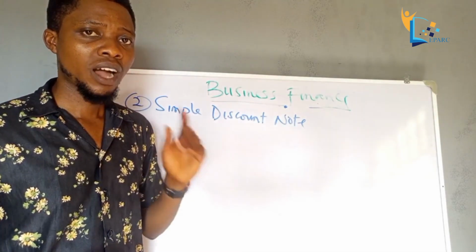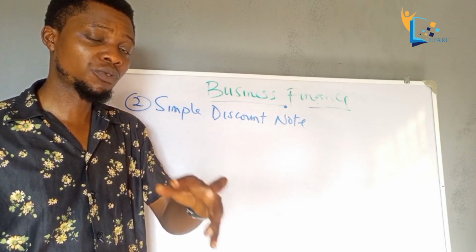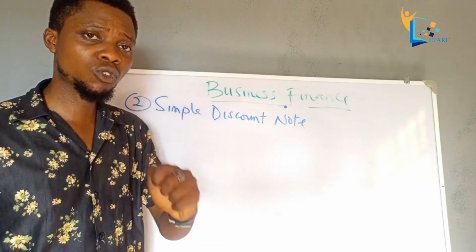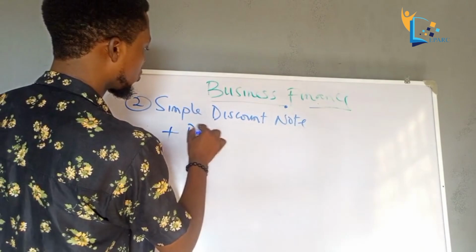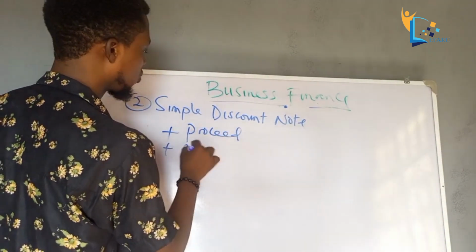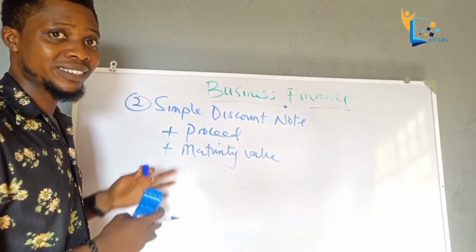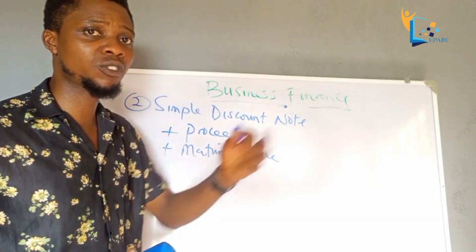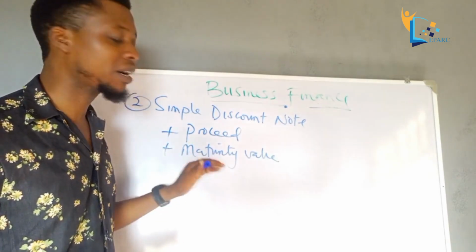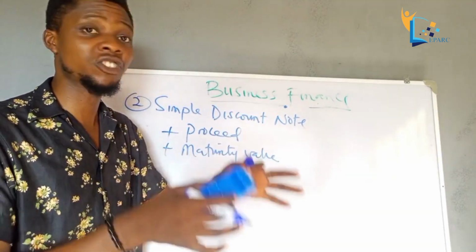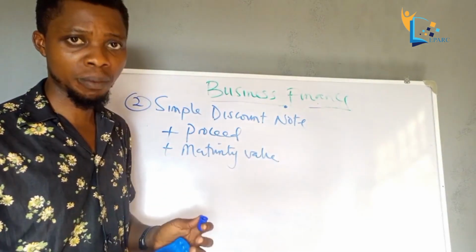Okay. Now, another case is this: before the proceed is given to the borrower, or before the interest is deducted, that total amount is called the maturity value. So we have the proceed, we have the maturity value. The proceed is the remainder, the amount remaining that is given to the borrower after the interest has been deducted at the initial stage. While the maturity value is the total before the interest was deducted, that total amount is what we call the maturity value.